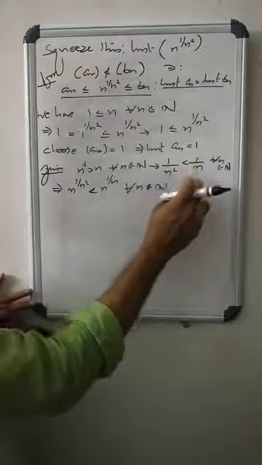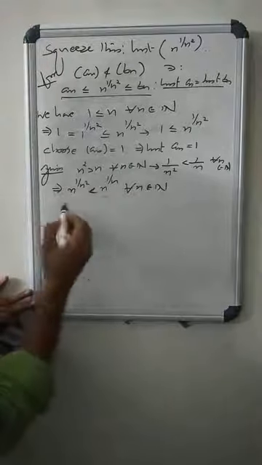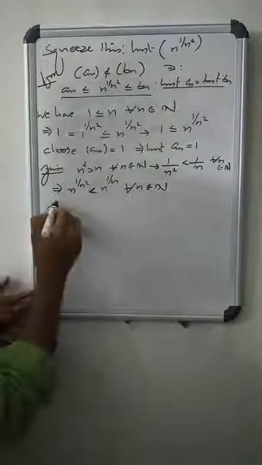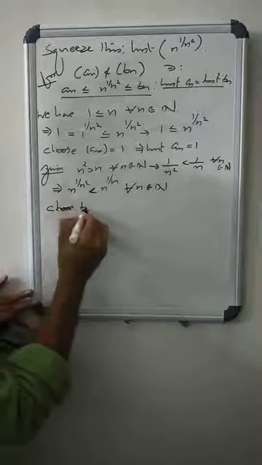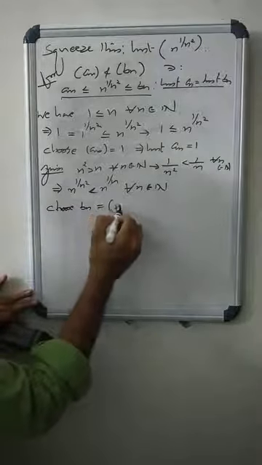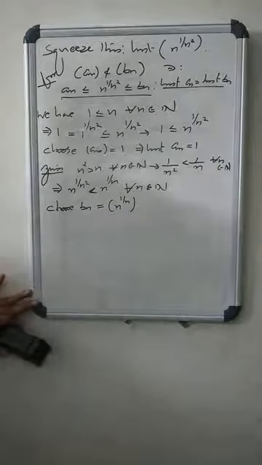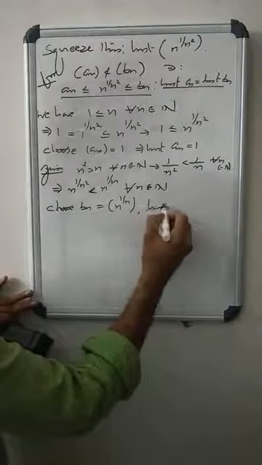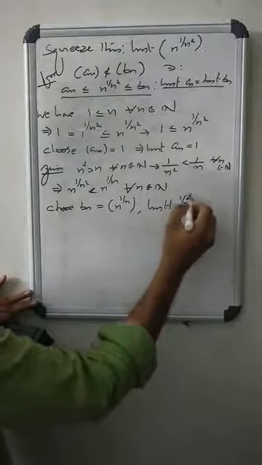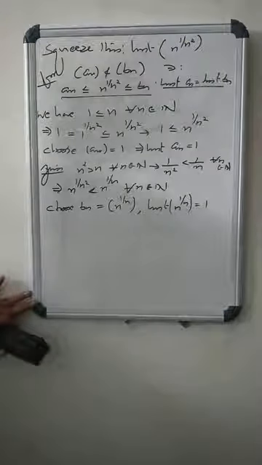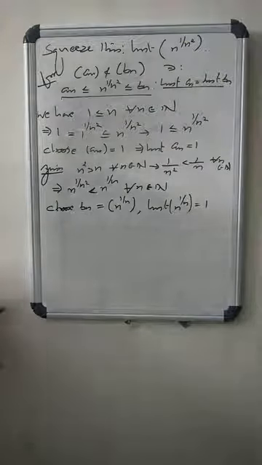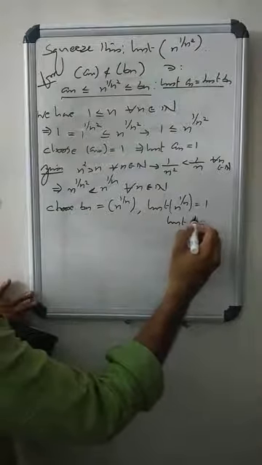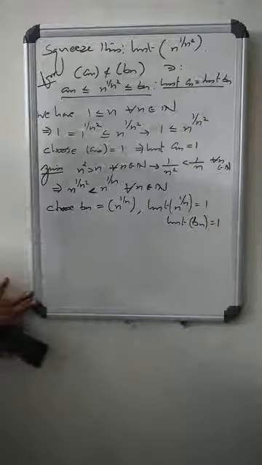Why? If a is less than b, then n power a is less than n power b, for every natural number n. Then choose bn. Here you choose the sequence bn equals n power 1 by n. What is the limit of n power 1 by n? We already proved that the limit of n power 1 by n equals 1, that is, the limit of bn equals 1.